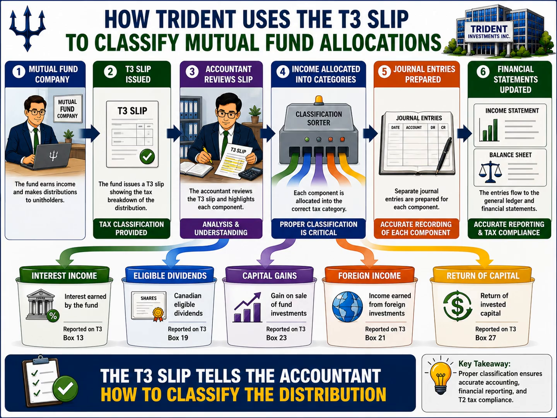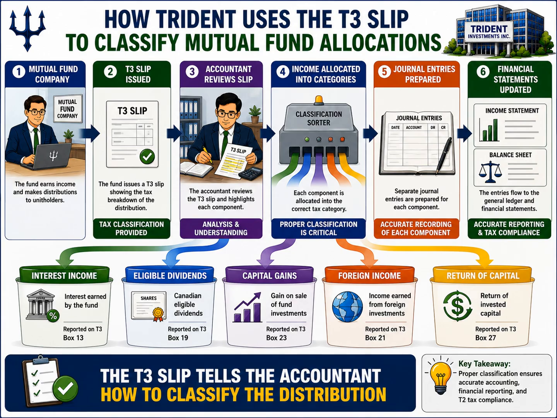Once the T3 slip is received, the accountant reviews it carefully. This is a critical step. The accountant highlights each category and determines how each amount should be treated for accounting and tax purposes. Think of the classification machine shown in the center of the slide. The T3 slip enters the machine as one document, but the information is sorted into multiple tax categories.